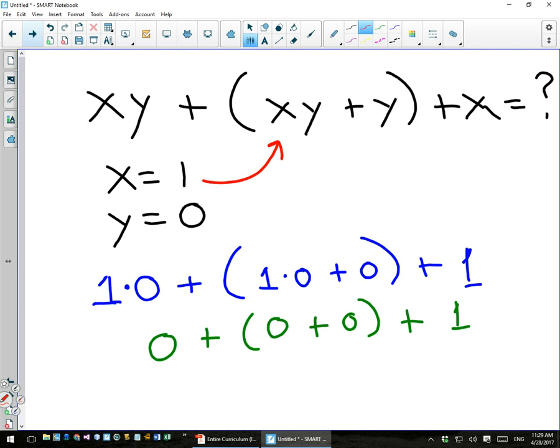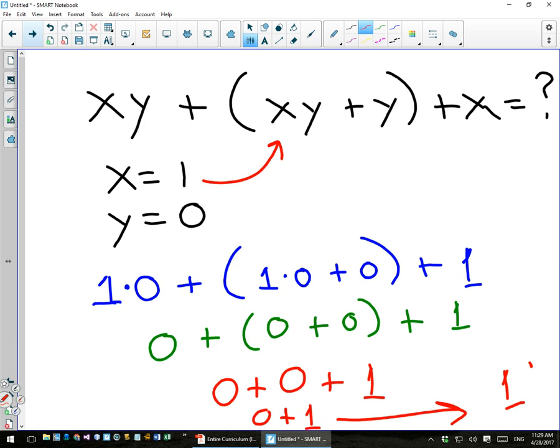So now let's do this part. What's 0 or 0? Okay. 0 or 0? And finally, 0 or 1? 1. So now we have the answer to the question, what does this algebra generate?